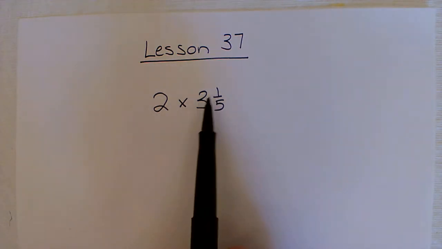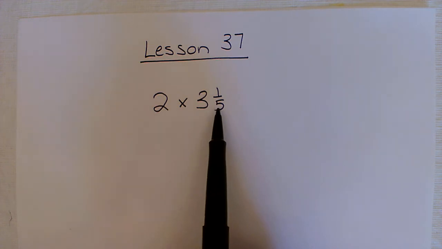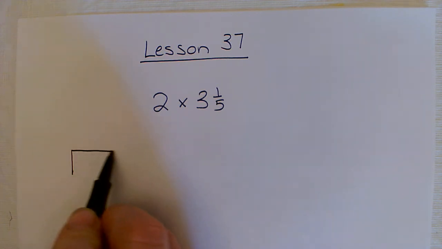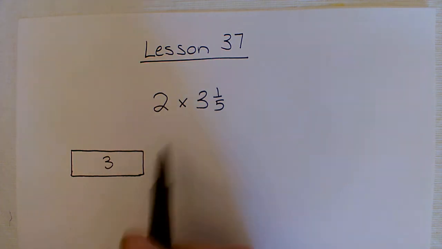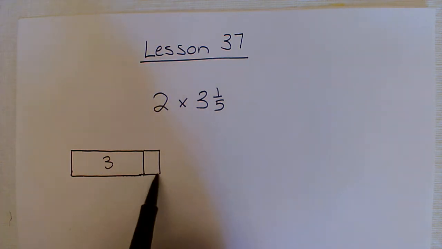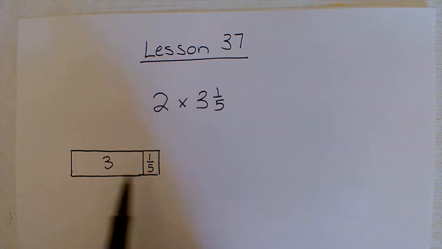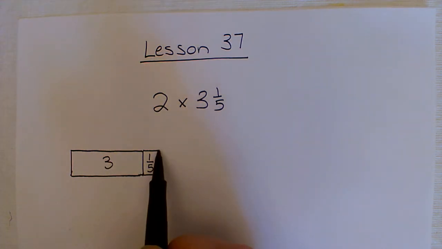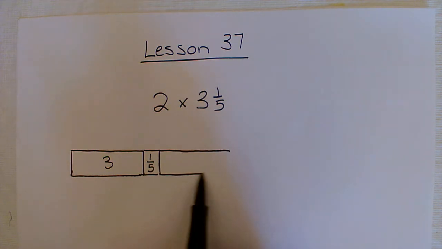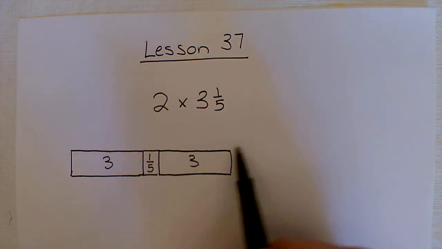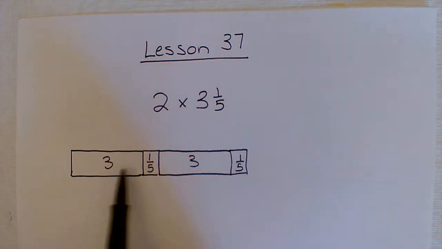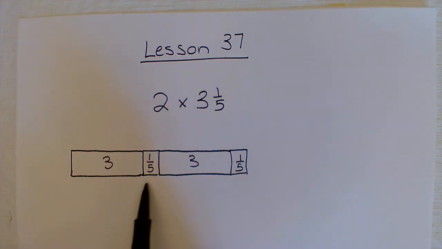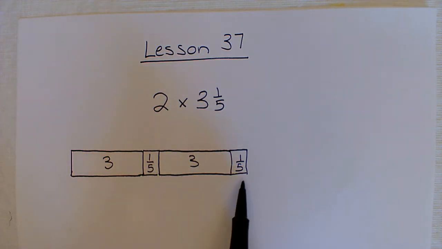So what I'm going to do is I'm going to draw 3 1/5 one time, and then I'm going to draw it again so that I will have drawn it 2 times. So here we have 3, and now I'm going to draw a 5th. And it's not perfect and it's not exact, but it's good enough. So here I have 3 1/5 one time. And now I'm going to model doing 3 1/5 another time. And so now what you're seeing is that I have 3 1/5 two times.